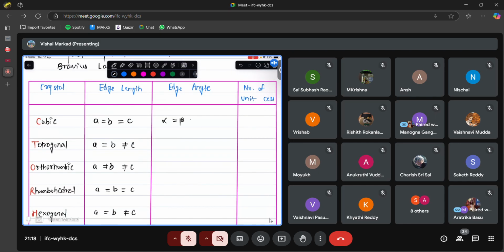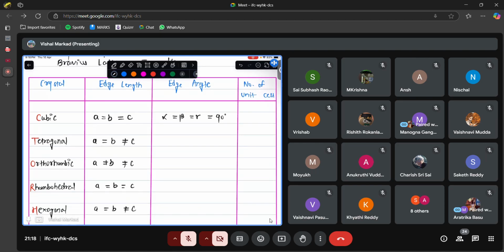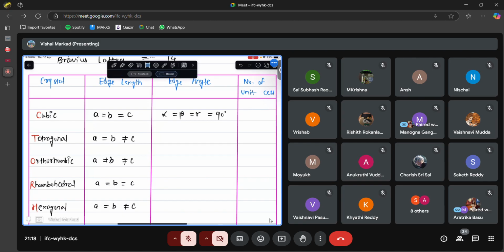Alpha equal to beta equal to gamma, and it will be 90. Simple. You are sitting in a room, right? What are the angles between two faces? There, 90, right? So alpha, beta, gamma, 90. Now for the first three, it will be the same. For cubic, tetragonal, and orthorhombic, these values will be the same.